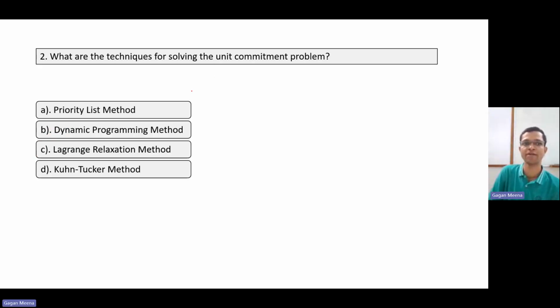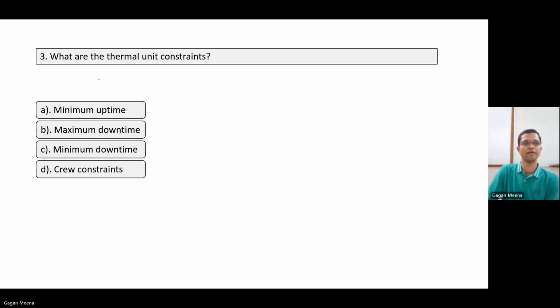Techniques for solving unit commitment, this we have already discussed: priority list, dynamic method, Lagrange, and MILP. Kuhn-Tucker is not a method. These are conditions for optimality. Then next is, what are the thermal unit constraints? Minimum uptime, minimum downtime, and crew constraint, not maximum.